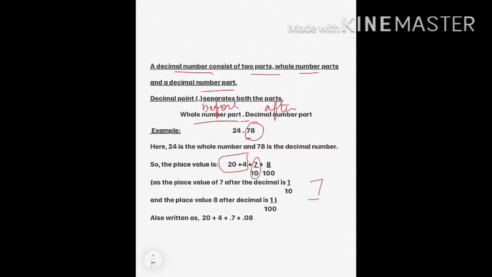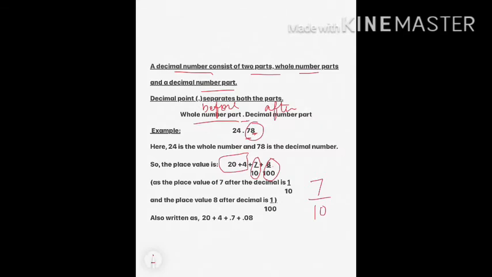How to write 7/10? 7 will be the numerator and tenth means that will be the denominator, always represented by ths, tenths. Now what is the place value of 8? It is at the hundredth place. So I will write here 8/100th. Whichever number we are finding the place value of, we have to mention that number and then write the place value.